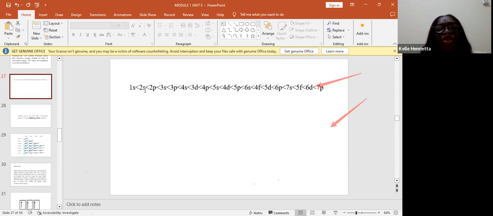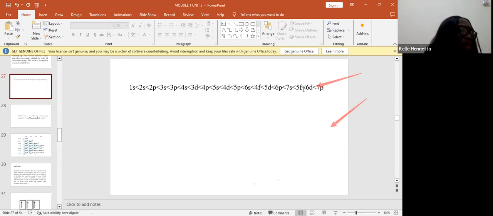1s, 2s, 2p. After that, 3s, 3p. Ordinarily, you should have 3d, but before you have 3d, you have a 4s. Before you begin to have your 4p, after the 3d, you have your 4p. Before you begin to have your 4d, you have a 5s. Then you now have 5p.